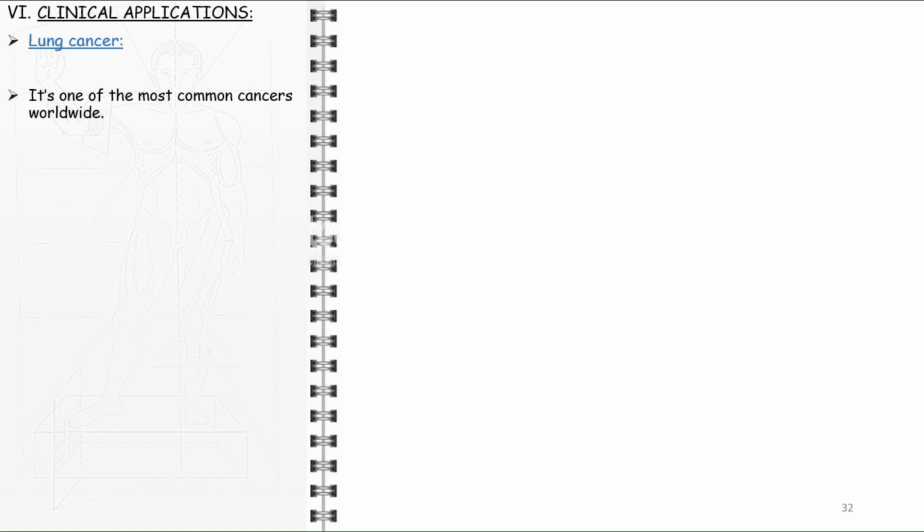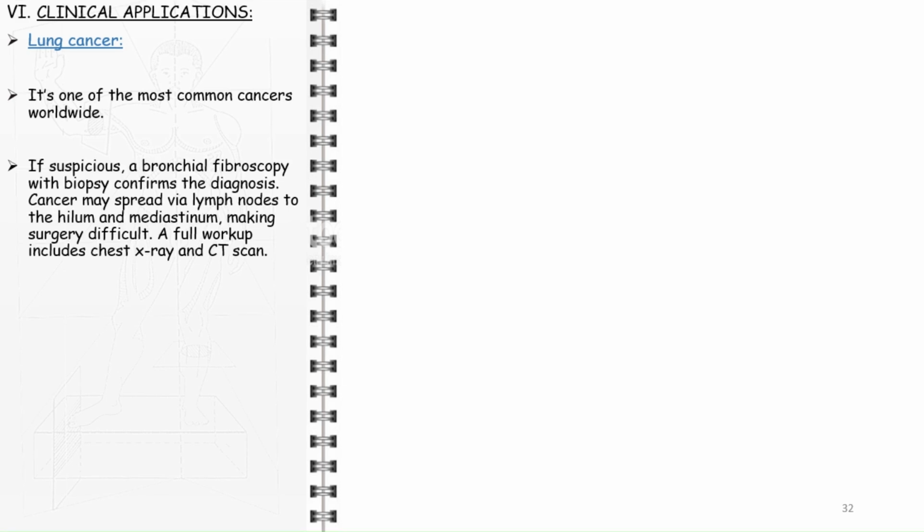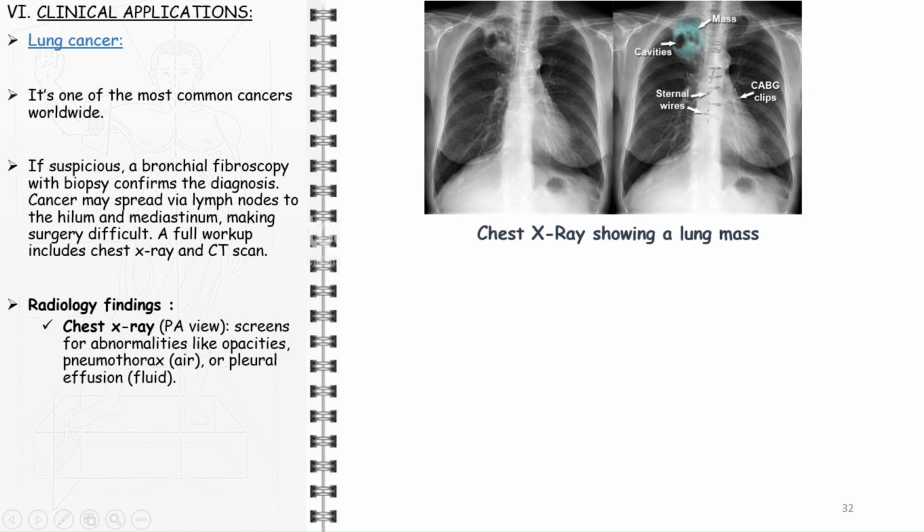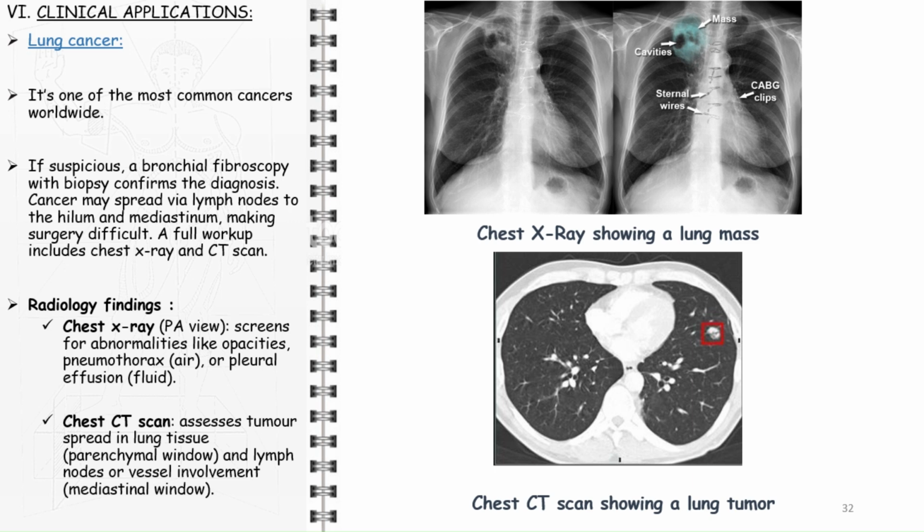If suspicious, a bronchial fibroscopy with biopsy confirms the diagnosis. Cancer may spread via lymph nodes to the hilum and mediastinum, making surgery difficult. A full workup includes chest X-ray and CT scan. Chest X-ray screens for abnormalities like opacities, pneumothorax, or pleural effusion, whilst the chest CT scan assesses tumor spread in lung tissue and lymph nodes or vessel involvement.